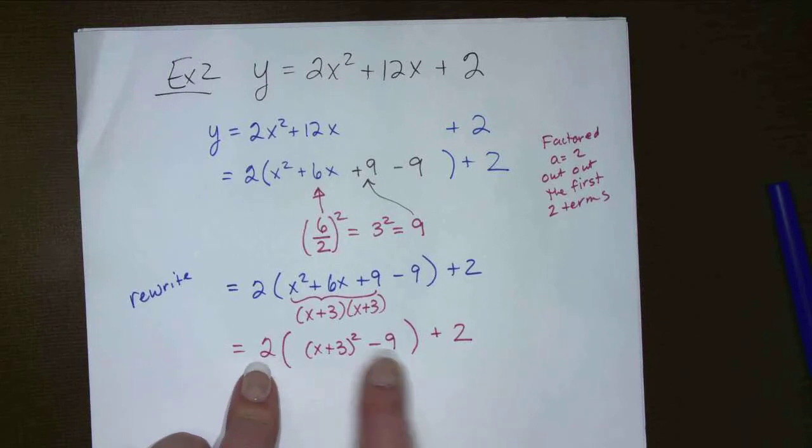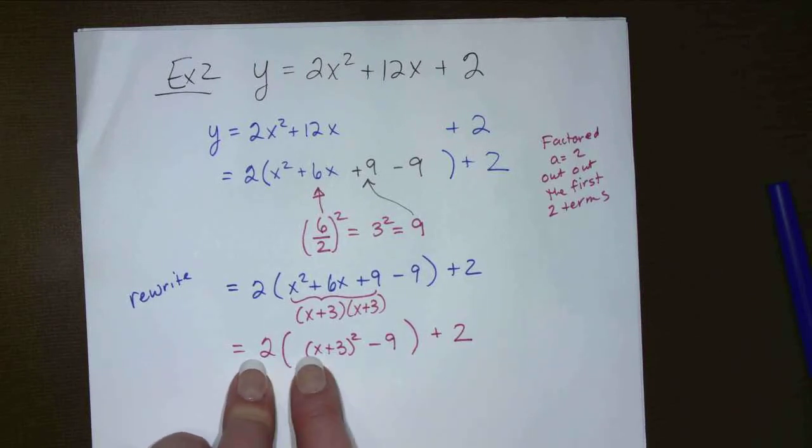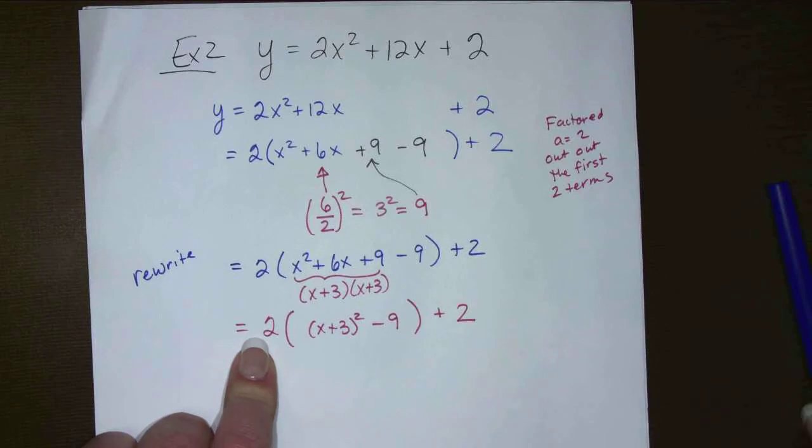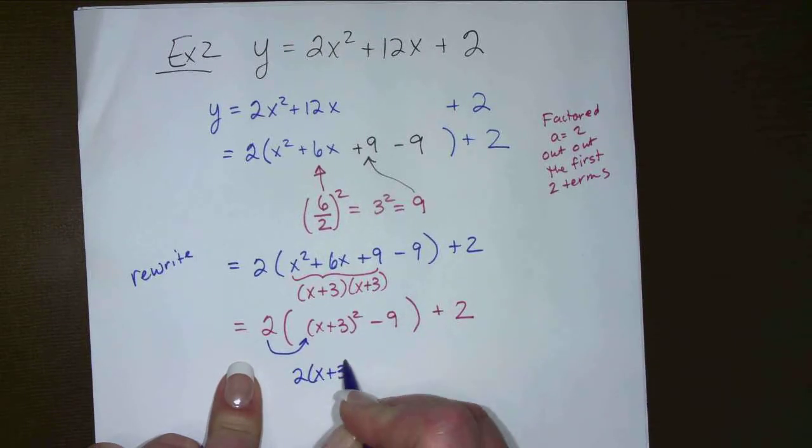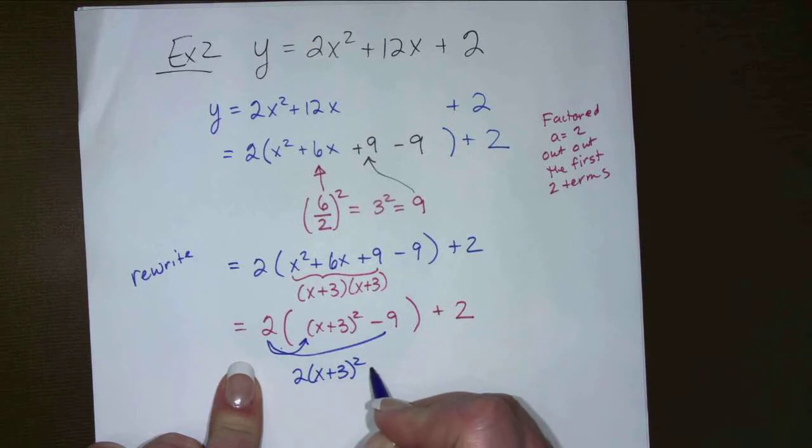Now I need to first get the 2 back in to get rid of that bracket. So we're going to multiply this by 2. Don't put it in the bracket, that's not a thing. And then 2 times 9.